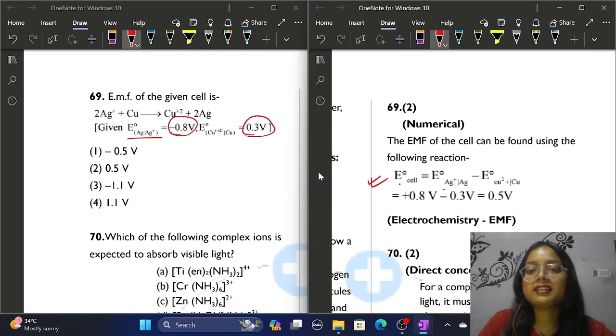E cell is E naught of Ag+/Ag minus E naught of Cu2+/Cu. So we have to put the values, and the answer comes out to be 0.5 volt. So this is the easiest question.